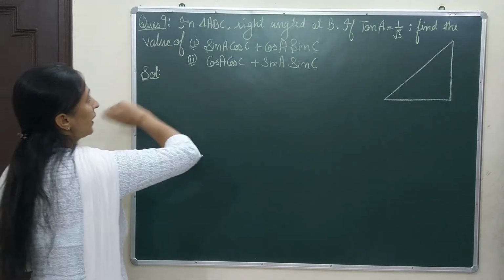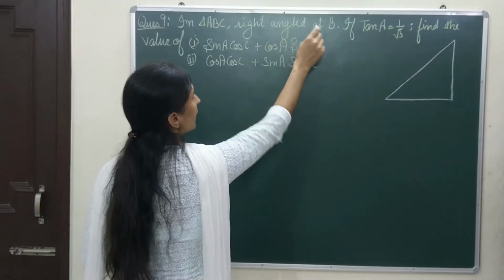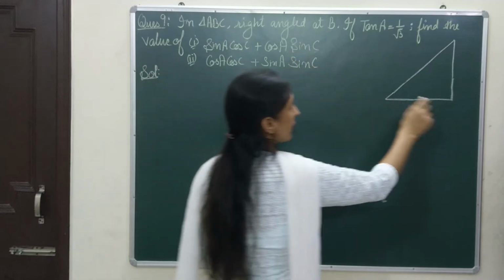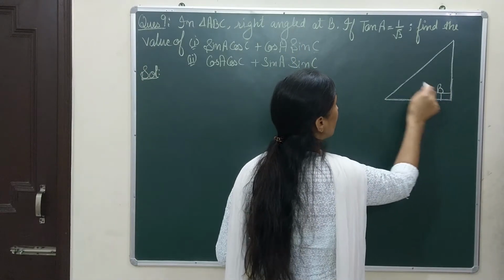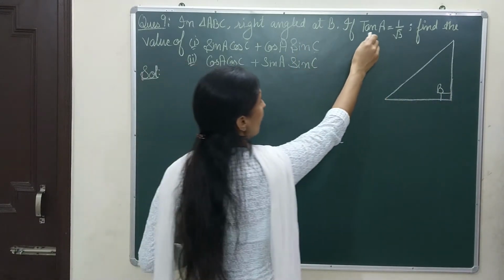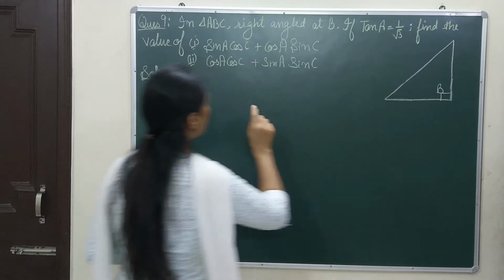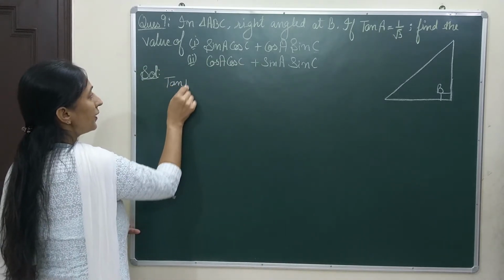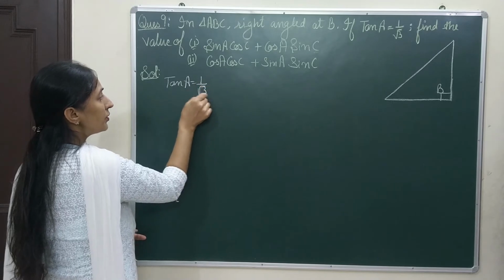Here is question number 9. In a triangle ABC right angled at B, we are given that the triangle is right angled at B. We are given the value of tan A. Tan A is 1 by root 3.